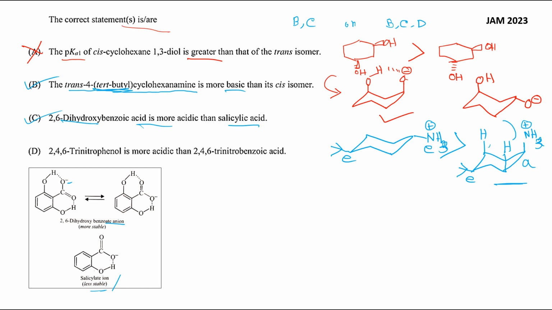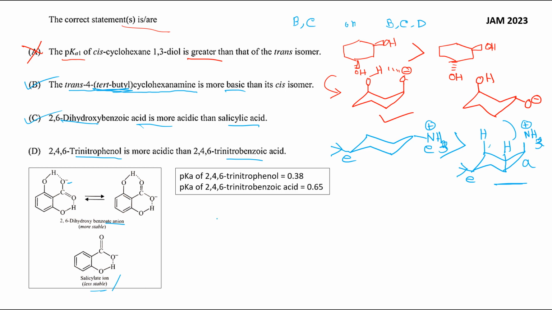If we consider the experimental value of 2,4,6-trinitrophenol, which is nothing but picric acid, and 2,4,6-trinitrobenzoic acid, here also we have 3 NO2 substitution, just like the first one, but instead of OH, now we have a CO2H group. That is the difference. So if we consider pK, obviously this one has the lower pK, so it is more acidic. That means D is also correct.